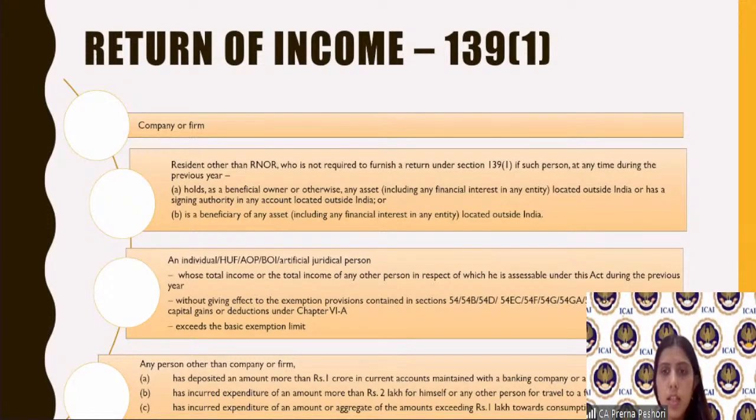So let's start with today's topic, which is assessment procedures. Now, under assessment procedure, what are we exactly going to cover? We are going to talk about the first part, which is the return of income. Then we are going to see the assessment under sections 143(1), 143(3), 147, and assessment in search cases. All of that we are going to talk about in today's and tomorrow's class, or the next class, which we have on assessment procedure. So let's quickly start with it.